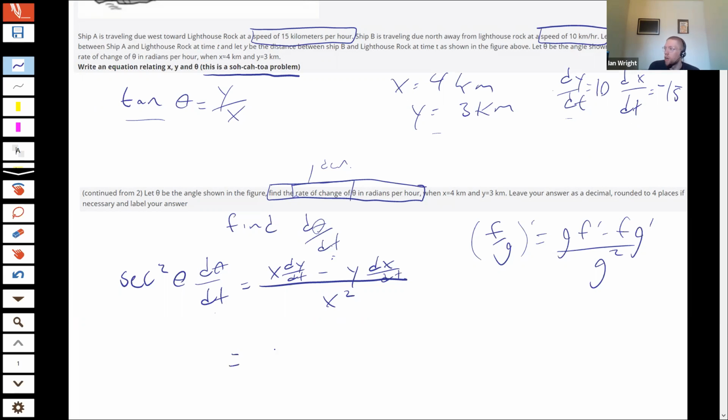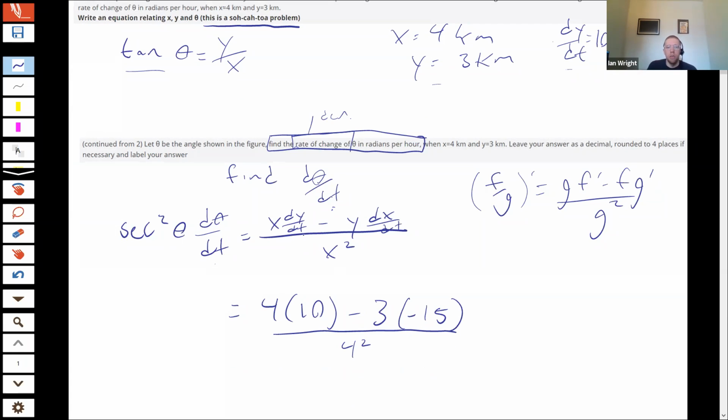Okay, so we're going to plug in everything on the right-hand side. So that becomes, let's see, 4 times 10 minus 3 times negative 15. And watch your signs here. All over x squared. So x is 4. And we'll simplify the sum. So I get 40, 45 over 16. So 85 over 16 is equal to secant squared theta d theta dt.